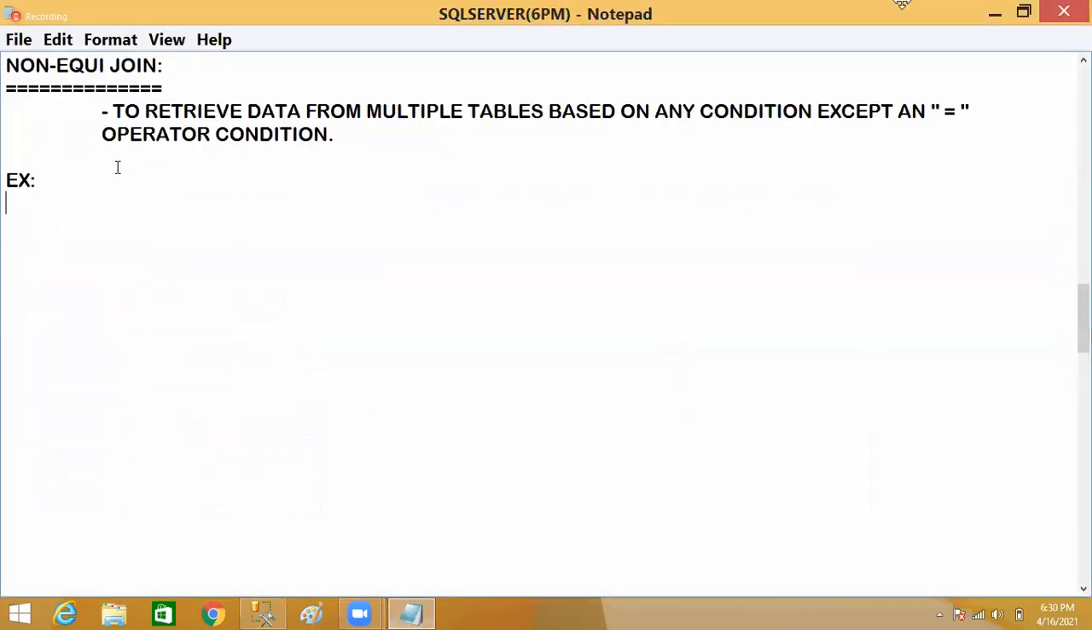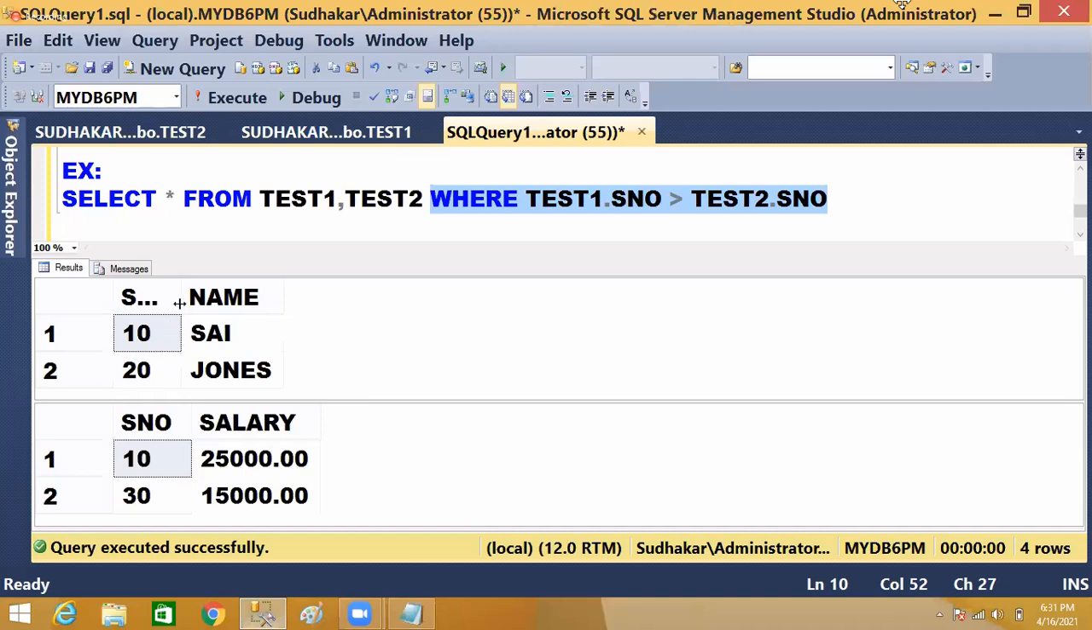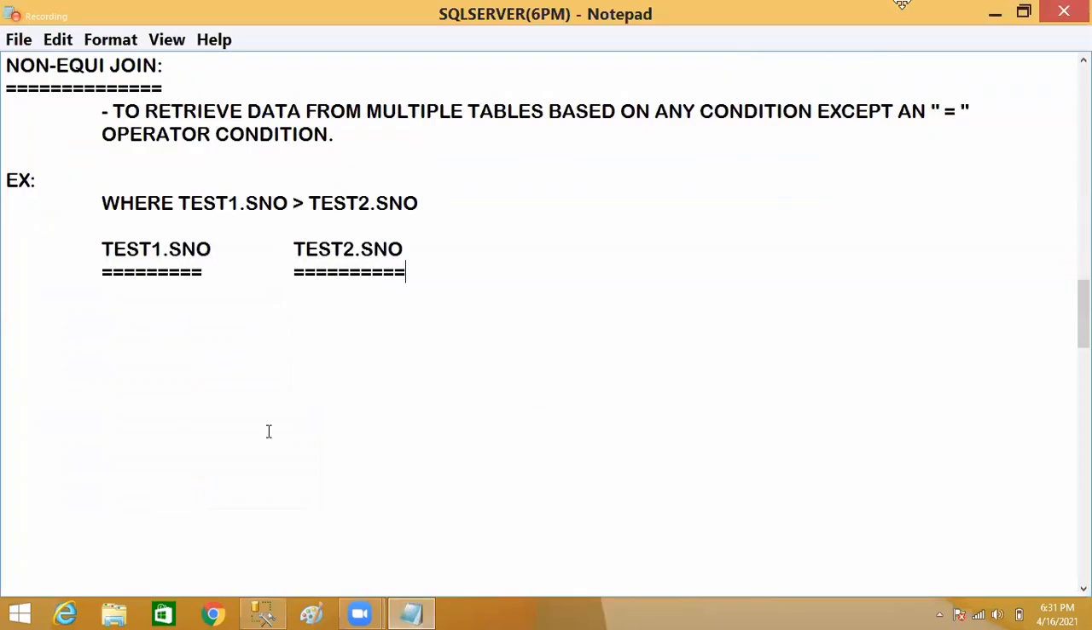So this condition I will take it here. Now I will take the test1 table's serial number column and the test2 table's serial number column, because only this column is taken in the condition part. As you all know, the serial numbers in test1 were 10 and 20, and serial number 30 was in the test2 table. So now I will take those values here.